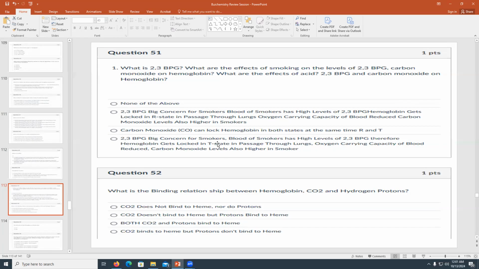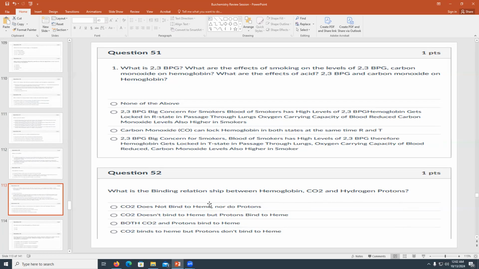The oxygen carrying capacity of the blood is reduced and carbon monoxide is higher. So this is the answer because it keeps it as a T. We just said that. It does not allow it to fill with oxygen. It keeps it empty from oxygen. What is the binding relationship between hemoglobin, carbon dioxide, and hydrogen protons?